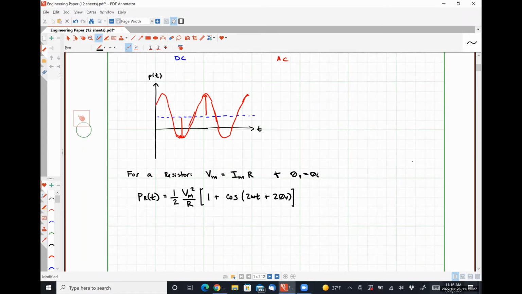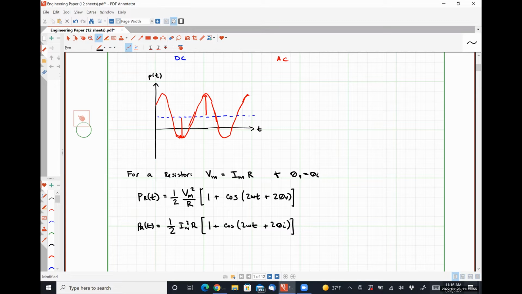We could put it in terms of our current as well. So the instantaneous power absorbed by a resistor in terms of current is 1/2 Im squared times R, 1 plus cosine twice omega t plus twice theta I.